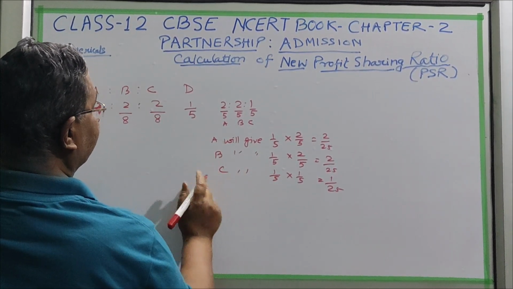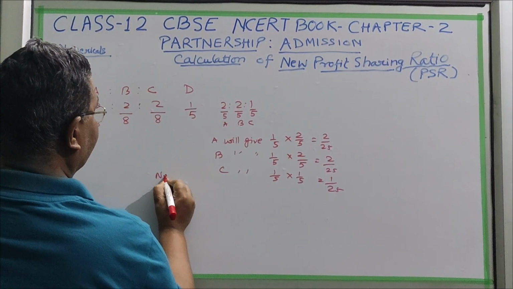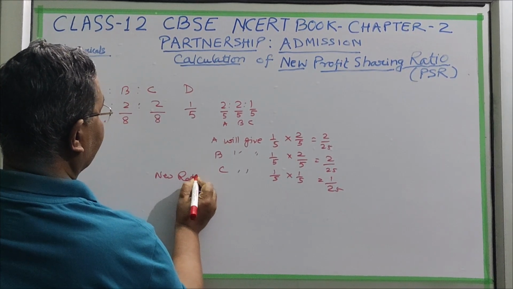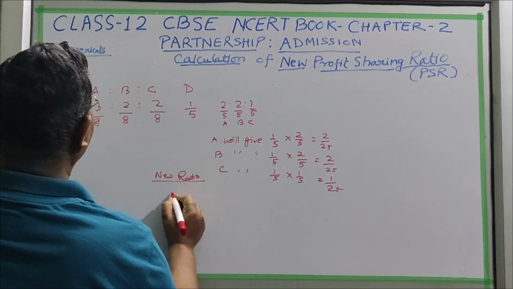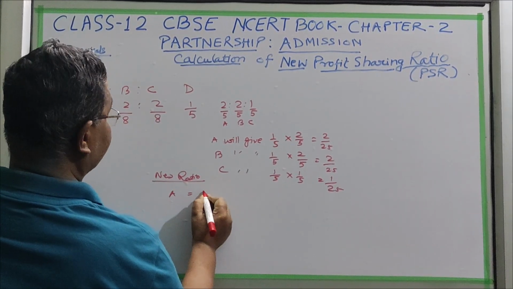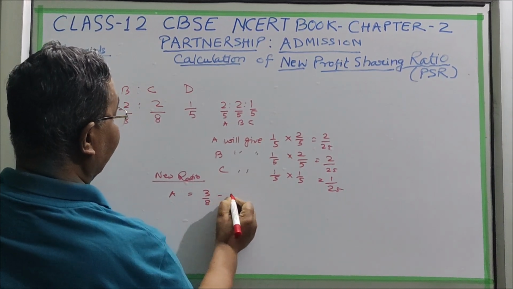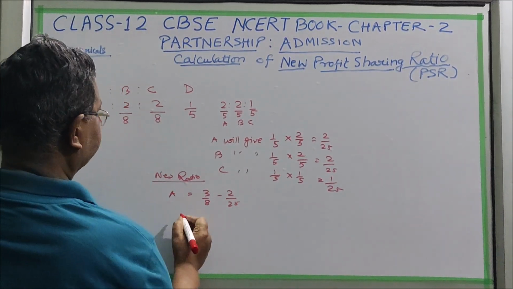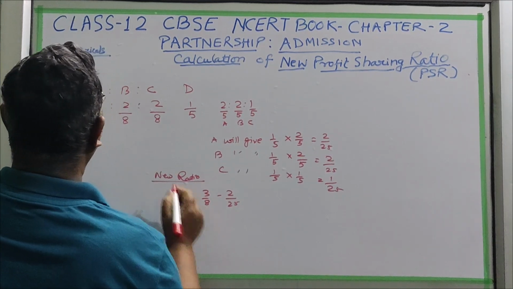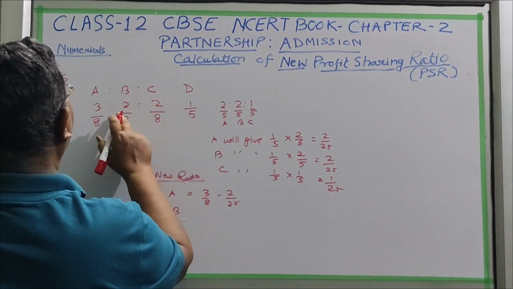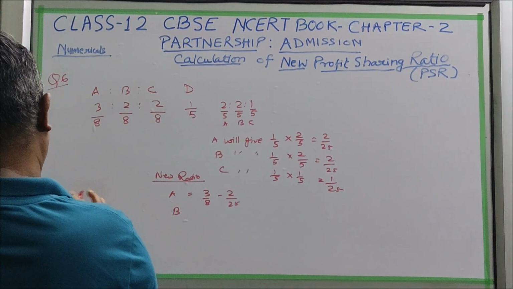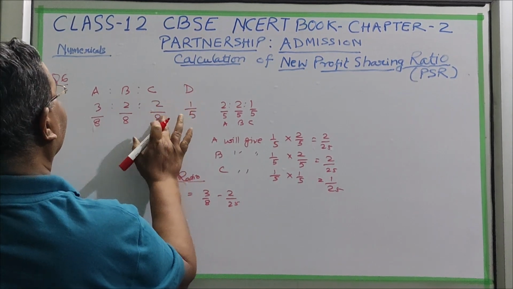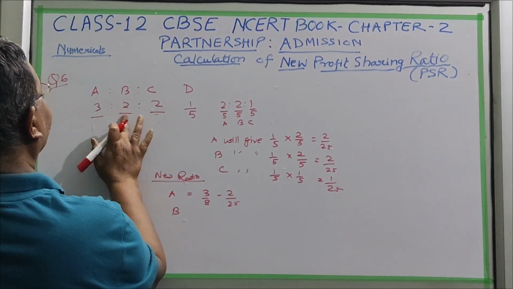So their new ratio will be: A's new share 3 upon 8 minus 2 by 25, and so on. The result is 3 to 5 to 7.